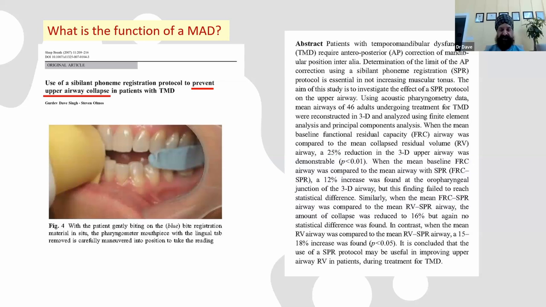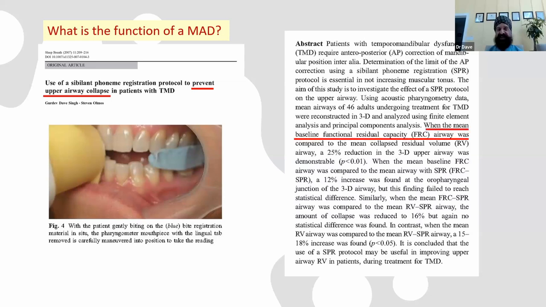And every time they make the S position, the tongue comes upwards, the airway opens. So we ask them to hold that position, and then we take the bite registration in that specific position to see how this airway is going to behave. So we use a pharyngometer here, acoustic reflectometry, to see how we could image that airway without using ionizing radiation.